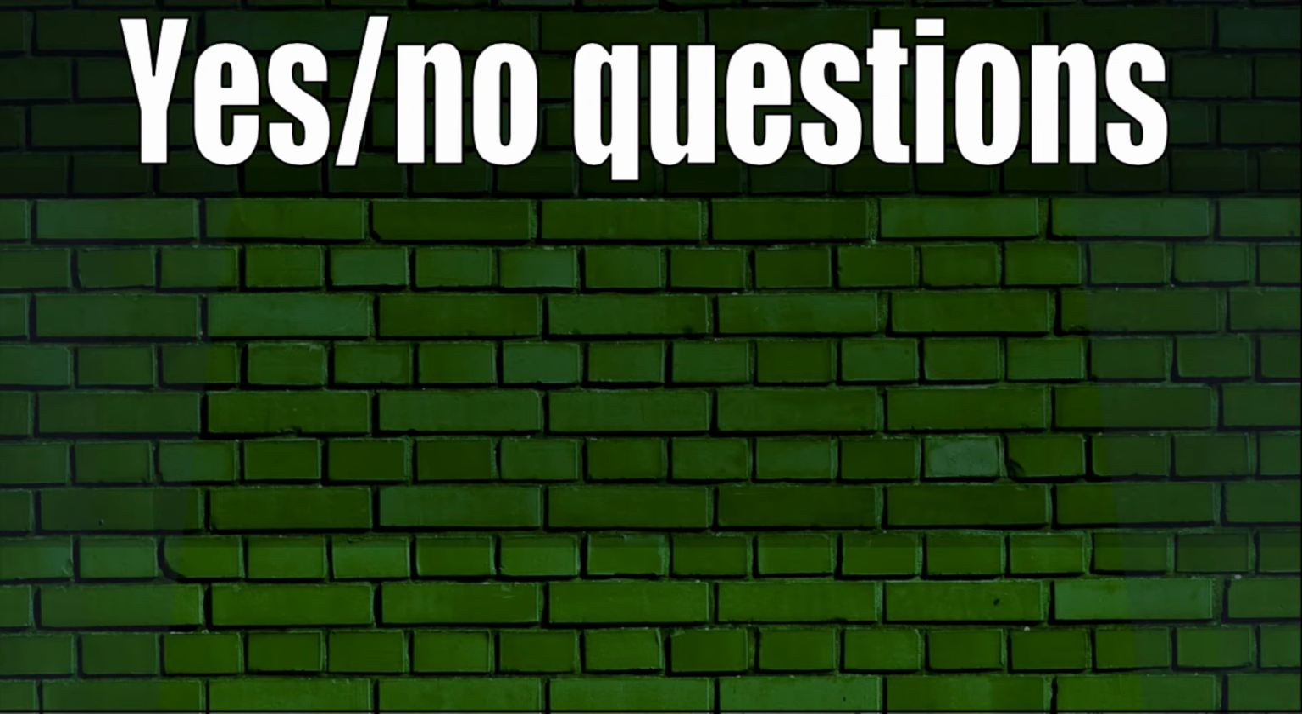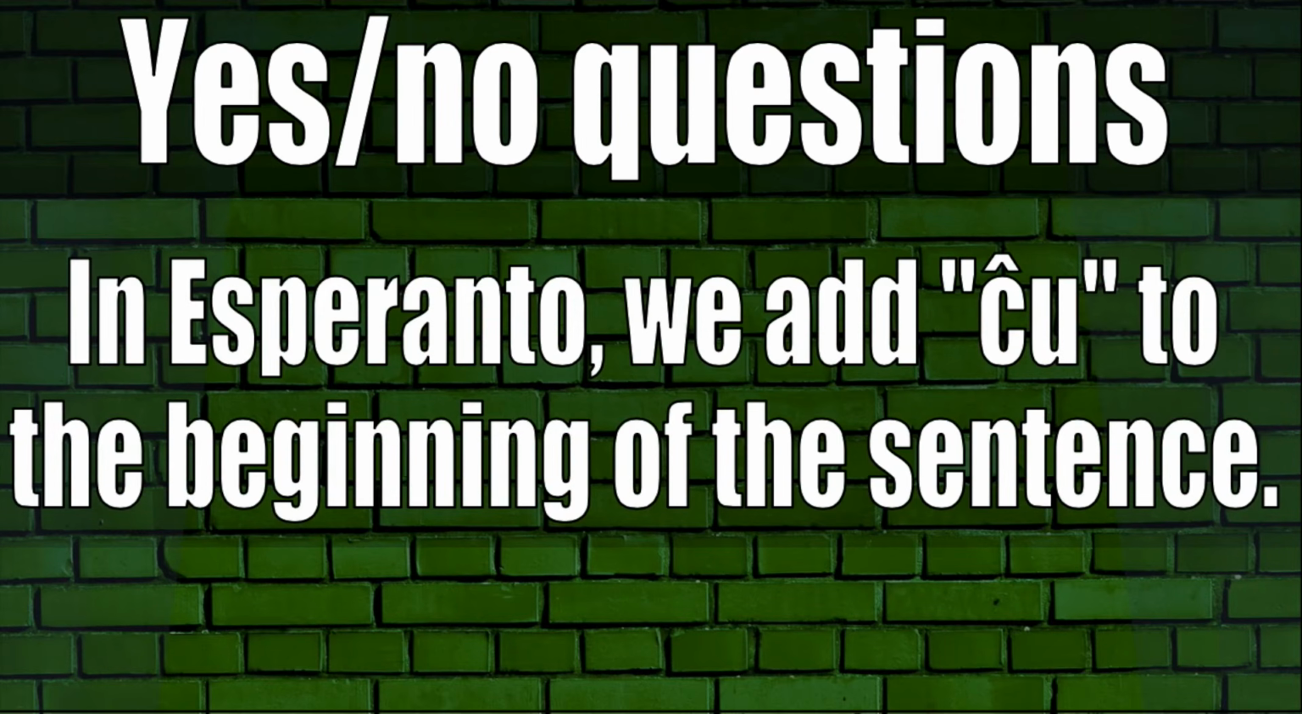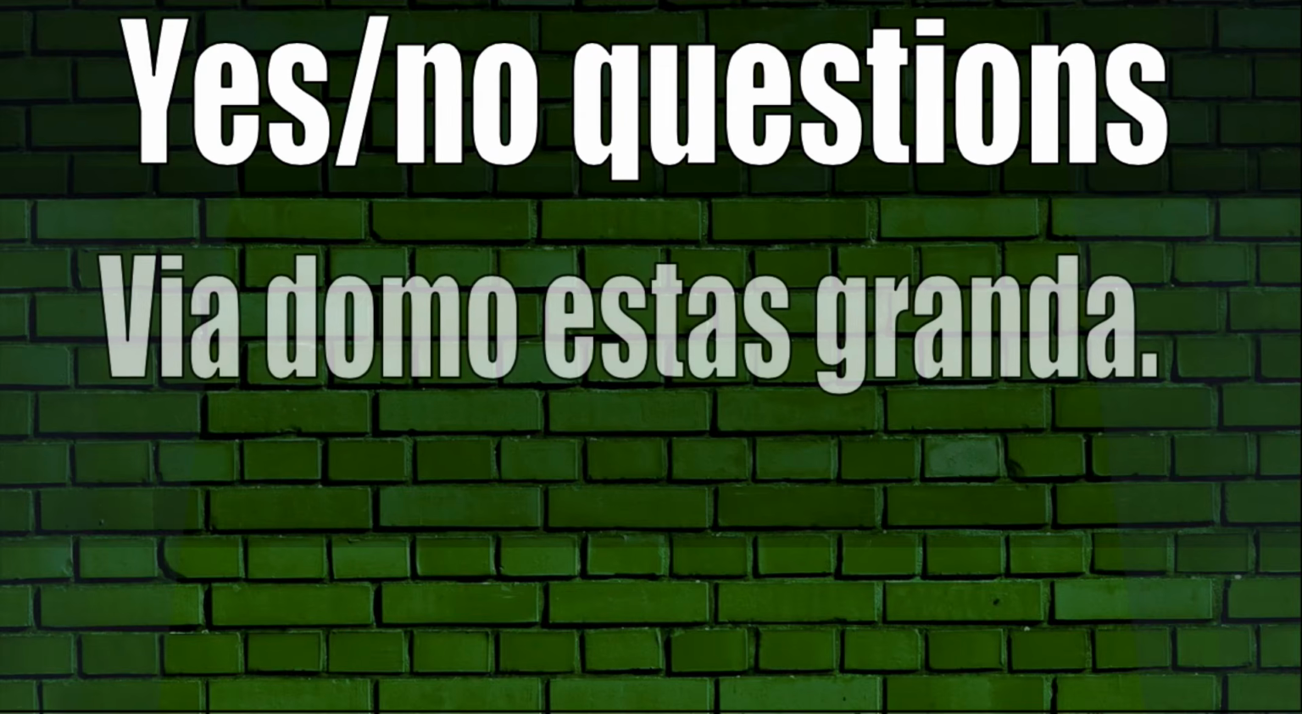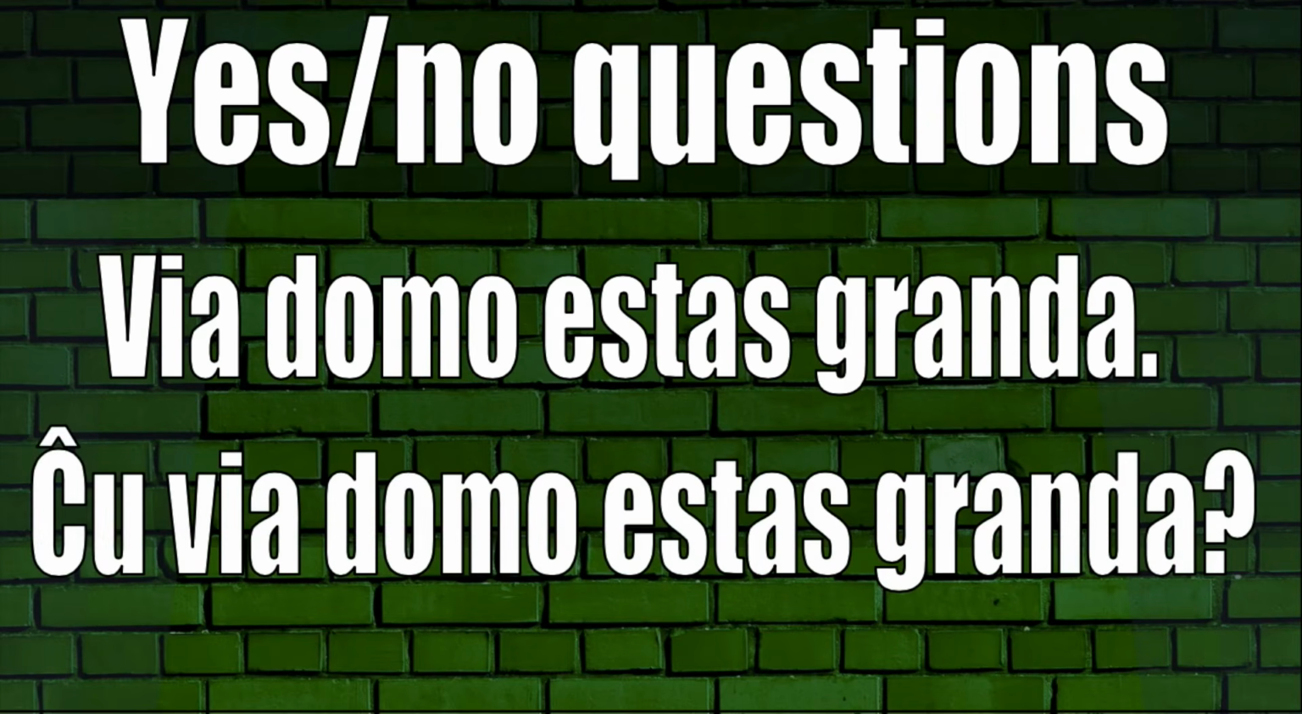In Esperanto, you don't have to worry about switching word order. All you have to do is add the word ĉu to the beginning of the sentence. Via domo estas granda. Your house is big. If we want to ask if somebody's house is big in Esperanto, we just add ĉu to the beginning of the sentence. Ĉu via domo estas granda?